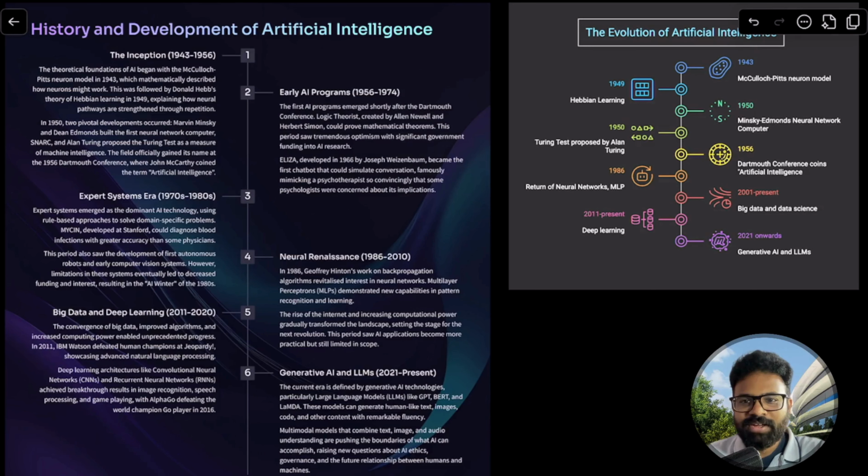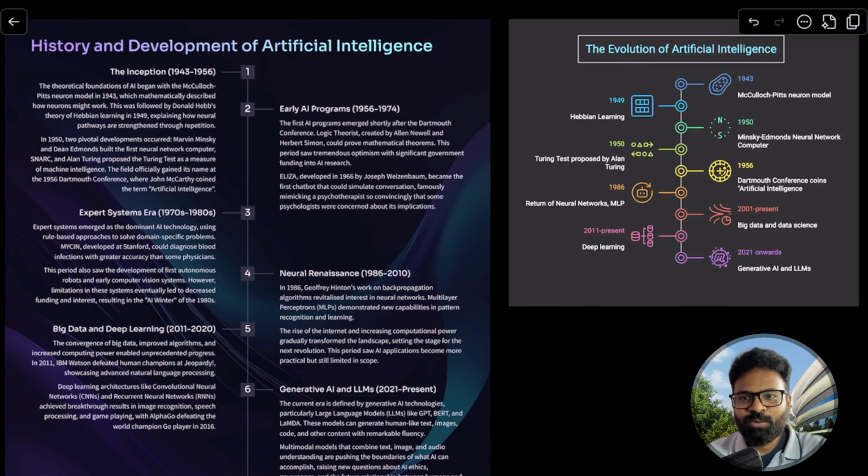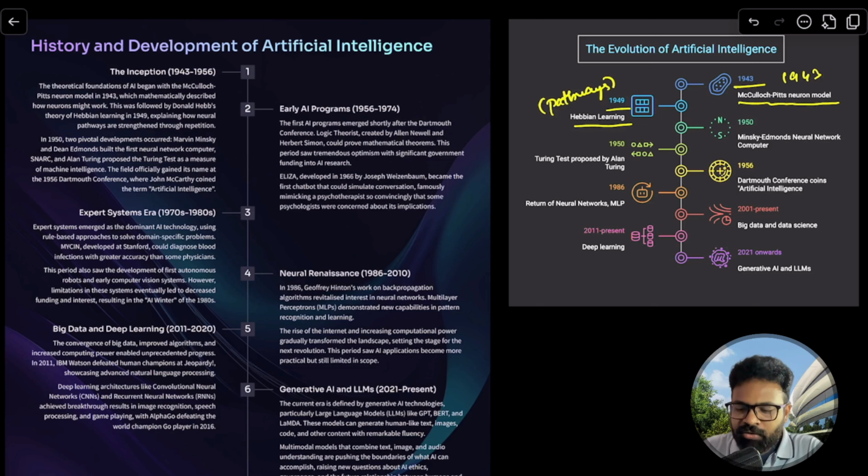Now let's move into the evolution of artificial intelligence. So when does it start? It dates back to 1943, when the first McCulloch-Pitts neuron model was invented. They developed a neuron model similar to the brain, and they started working on it, and it slowly evolved. In 1949, Hebbian learning created pathways for this neural model, and then it goes to the Minsky-Edmonds neural network computer, the very first prototype network model computer.